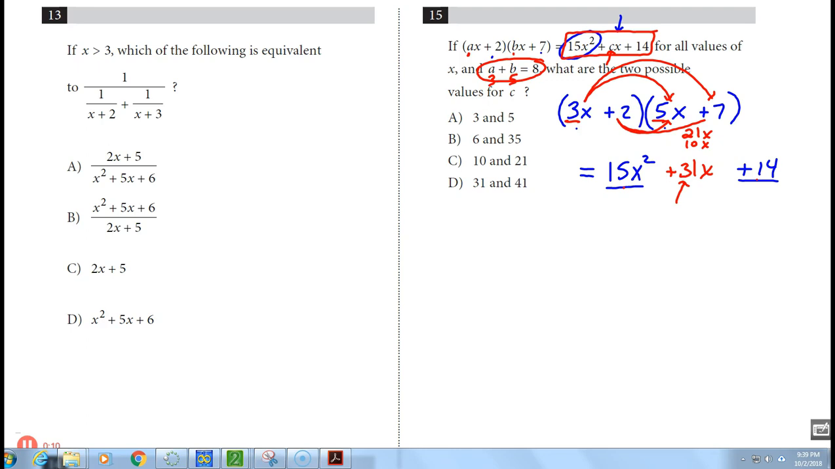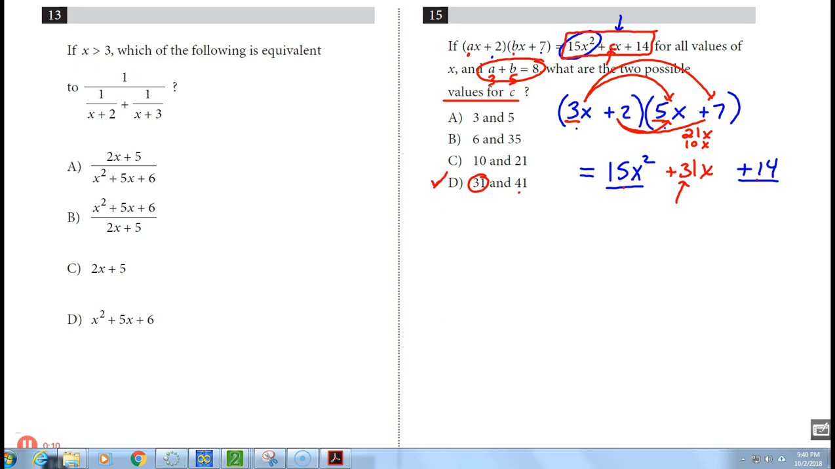And when I peek over here and I look at my answers, hey, I see a 31 right here. You know, there's C in front of the x. They want to know what are the values for C. I see it right there. So right away I think it's D. I'm pretty confident. Now the only other thing is, where did this 41 come from?